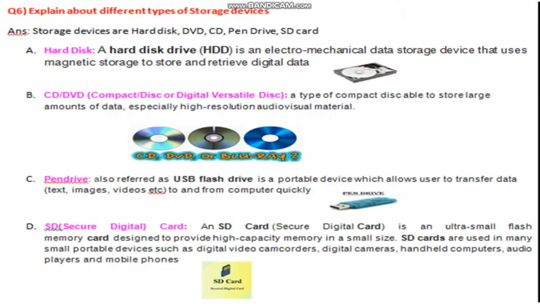Next, coming to the storage devices. This is very important. Storage means it is used to store information. There are two types of storage devices: one is the permanent storage device, and another is the temporary storage device. The hard disk is a permanent storage device which is inside the CPU. And CD or DVD: the full form of CD is compact disc, and DVD is digital versatile disc.